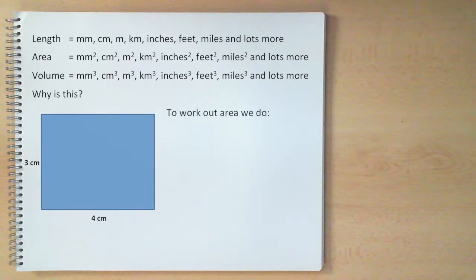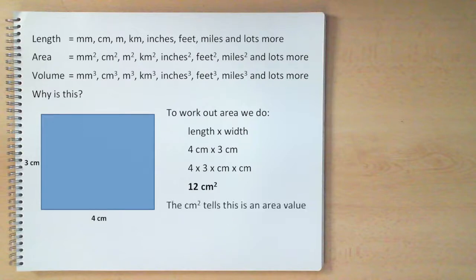Let's have a look at an area. To work out this area, we do the length times the width, which is 4 centimeters times 3 centimeters. Let's rearrange that. We get 4 times 3 times centimeters, and if you think about it, 4 times 3 is 12, and centimeters times centimeters is centimeters squared. It's the index of 2 on the centimeters that tells us that this is an area value that we're dealing with.